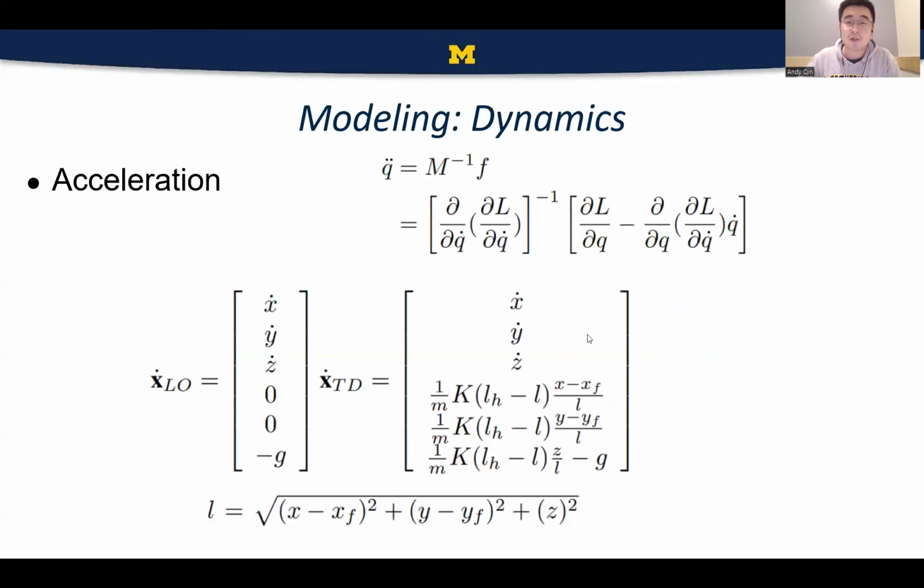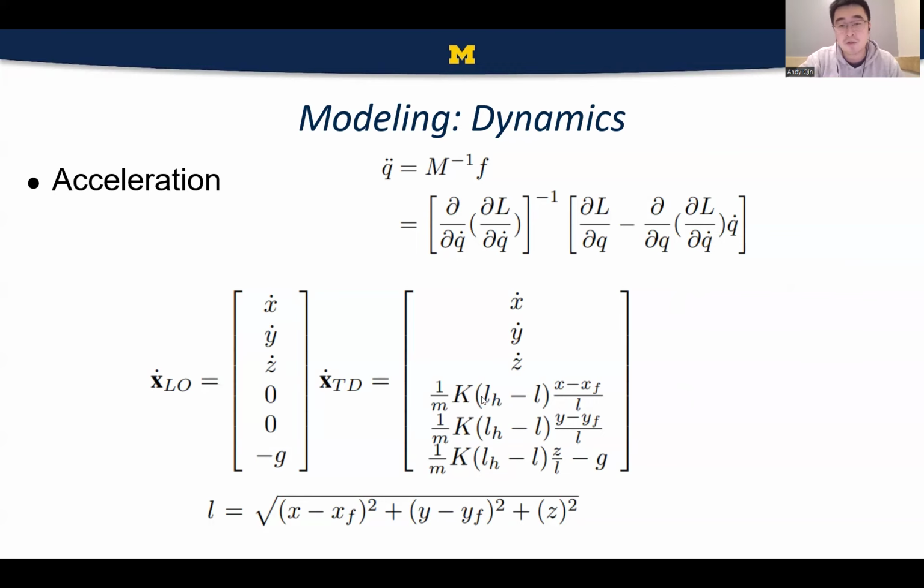So to derive the acceleration, we can use the Euler-Lagrange equation. For a more intuitive method, I have displayed the actual derivative over here. It's actually very simple. During liftoff, there is no acceleration on both x and y axes. You only have a gravitational force on the z axis, and that's why on x and y, the velocity is maintained. And for touchdown, the only thing affecting is the force right here.